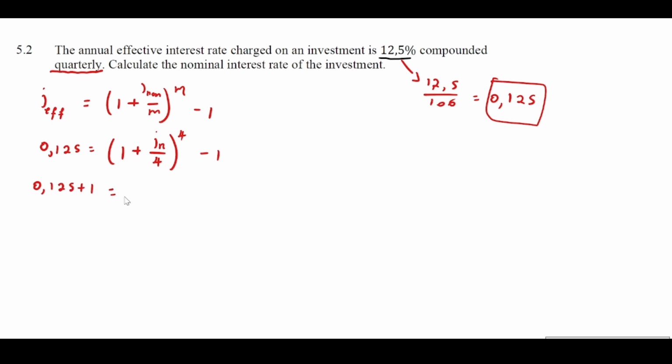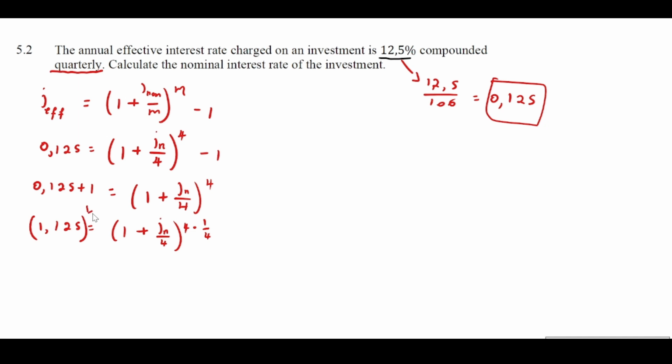0.125 plus 1 equals (1 plus i over 4) all to the exponent of 4. When you add 1 to this, it becomes 1.125, which equals (1 plus i over 4) all to the exponent of 4. So we need to get rid of this 4, so you can multiply by 1 over 4. What you do on the left, you must also do on the right.